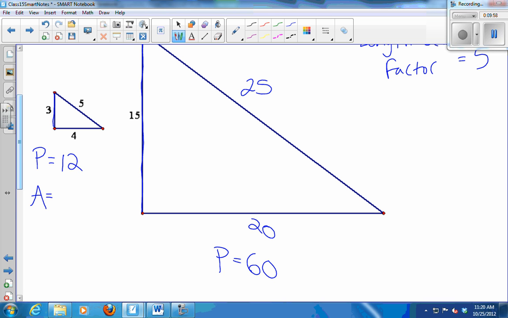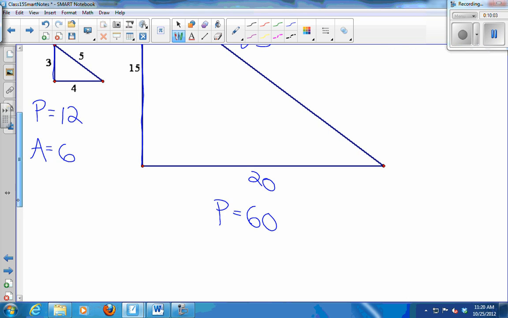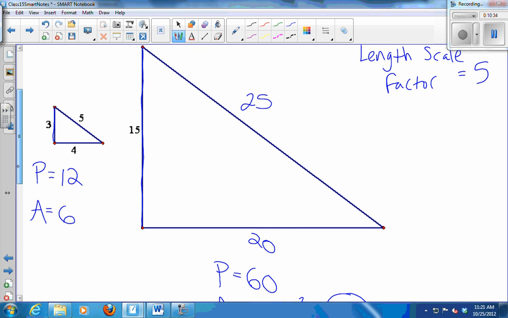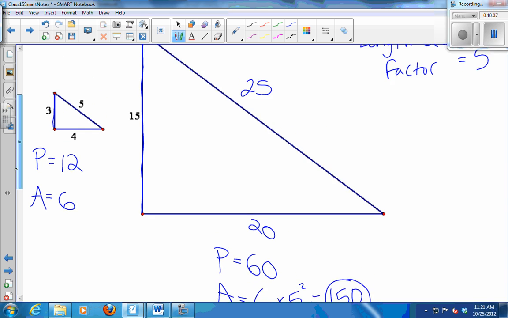The area of my little triangle is 1/2 times 3 times 4, which is 6. The area of my big triangle should be 6 times what? 25, right? The scale factor for length, but squared. So this is going to be 6 times 5 squared. 6 times 25 is 150. And we can verify that area by just doing a calculation on this triangle. 1/2 times 15 times 20 is 150. So we got all the answers by using the scale factor.